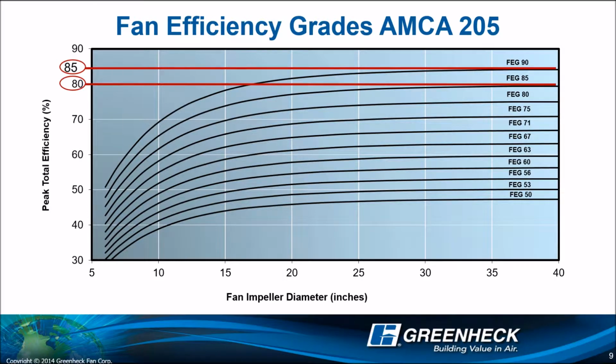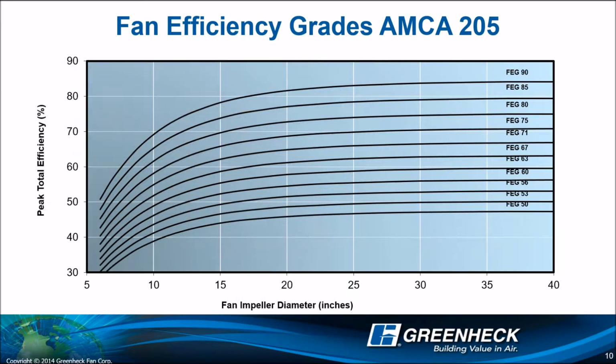For example, with a 30-inch impeller and a peak total efficiency of 72%, the fan efficiency grade 75 is assigned. The same FEG can be applied to a 12-inch impeller with a peak total efficiency of 64%. Again, completely independent of actual operating performance. The points within peak requirement is what dictates the actual operating efficiency.